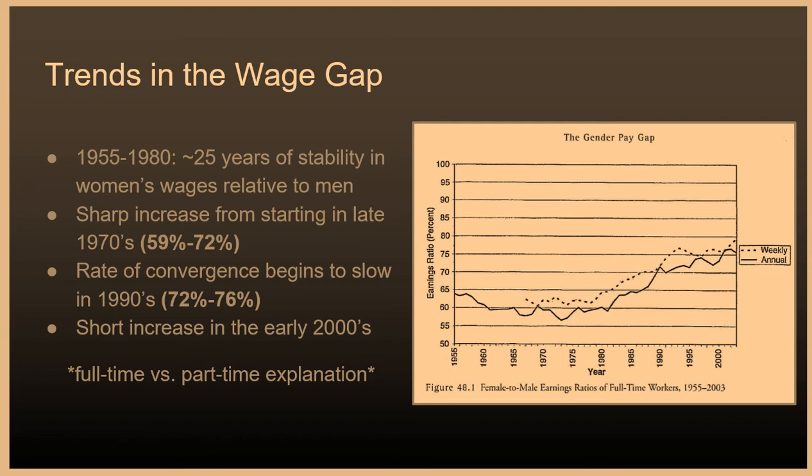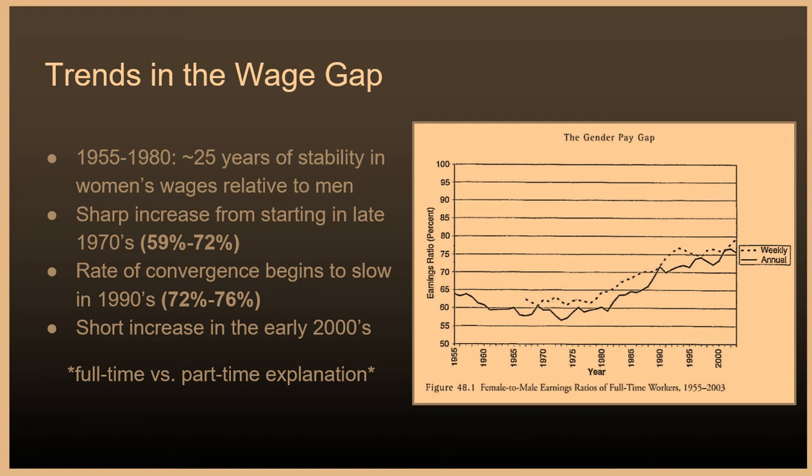Within a period of around 10 years, the percentage of women's wages relative to men's increases from 59% to 72%. After this quick upturn, the rate of convergence continues to increase but slows down significantly between the years of 1990 until 2000. During this 10-year period, the earnings ratio increases only 4%, from 72 to 76%, compared to the 13% increase we observed in the previous 10-year span.